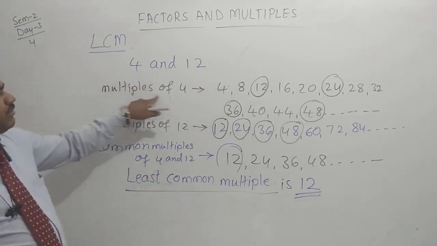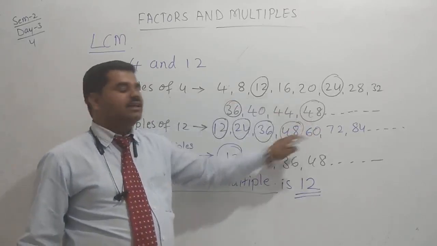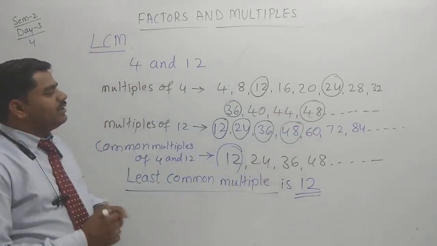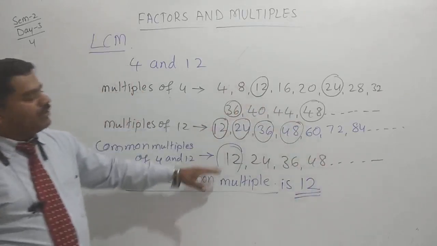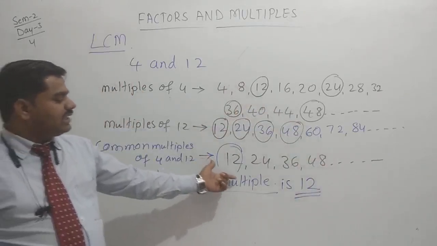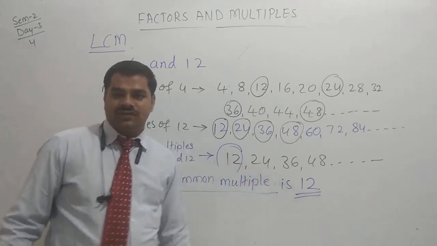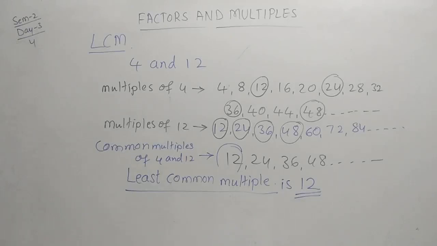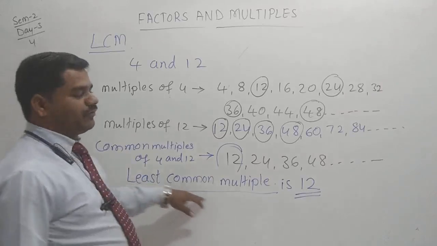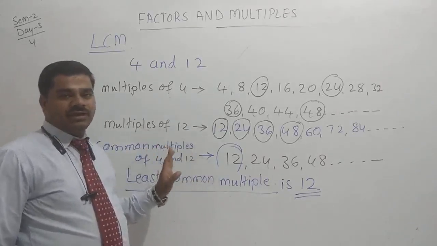How? We wrote some multiples of 4, and again some multiples of 12. Out of those we took the common ones. In those common multiples, which is the least? The smallest one is 12. That's why we call LCM the least common multiple. Clear? Least means smallest. The smallest common multiple we call the LCM. LCM is the short form of least common multiple.